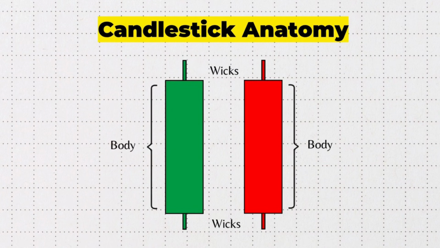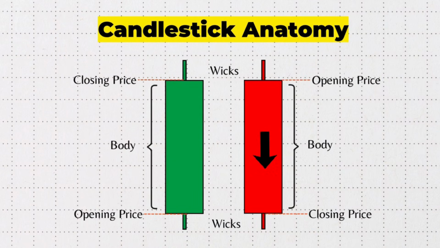Now to recap what we've discussed before, the position of the open and close changes depending on the candle color. For a green candlestick, the opening price is at the bottom and the closing price is above, showing that buyers push price higher during that period. For a red candlestick, the opening price is at the top and the closing price is below, showing that sellers drove the price down. Then we have the wicks, the thin lines above and below the body.